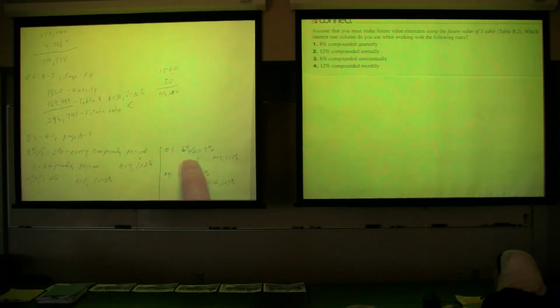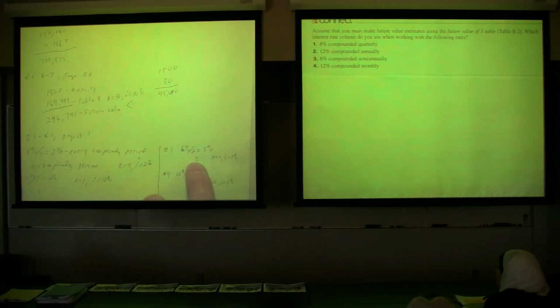So for number 3, it's 6% semi-annual. That means it's 3% per compounding period. There's 2 within that year, and we're only doing a year. So you'll have 2 compounding periods at 3% per period.